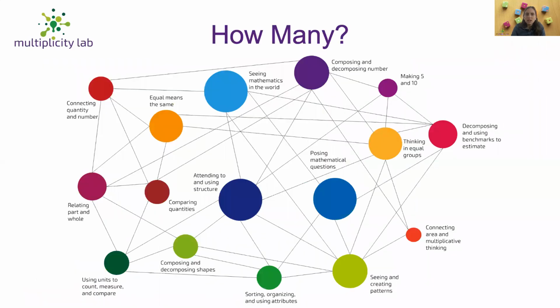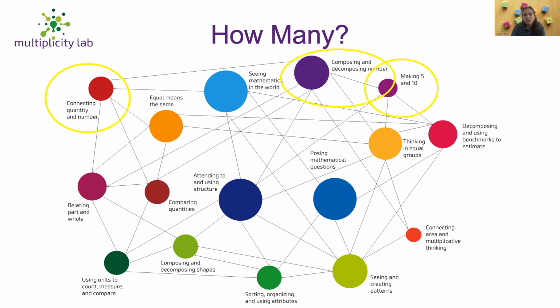The question how many is fundamentally about counting. But of course, there are many big ideas involved in this seemingly simple act. Counting involves connecting quantity and number. That is, connecting what 8 objects in the real world looks like to the number word and symbol for 8.